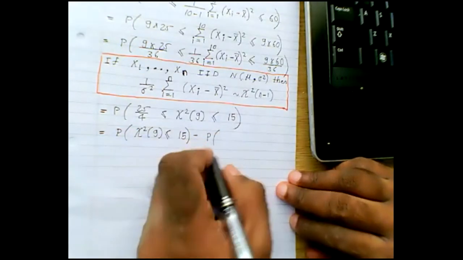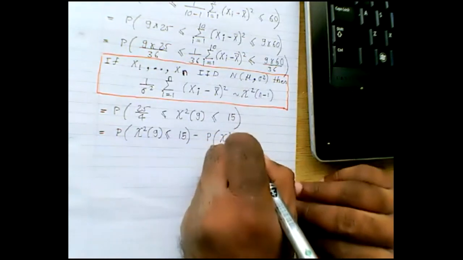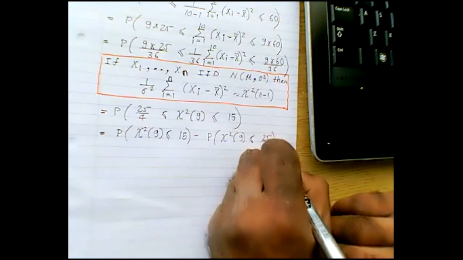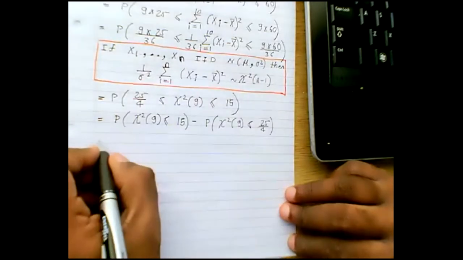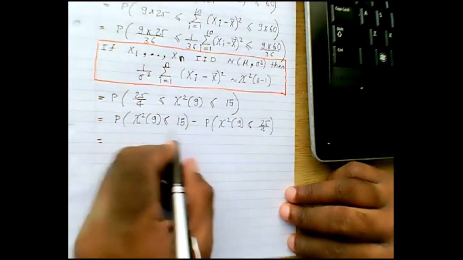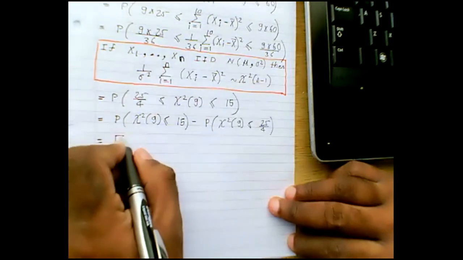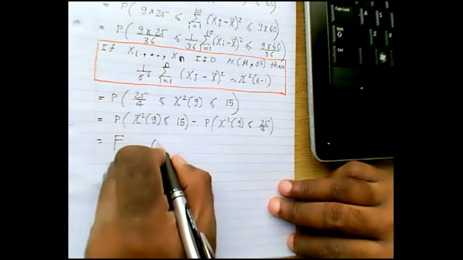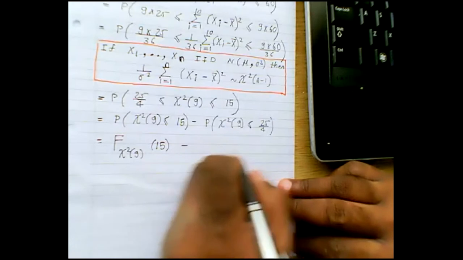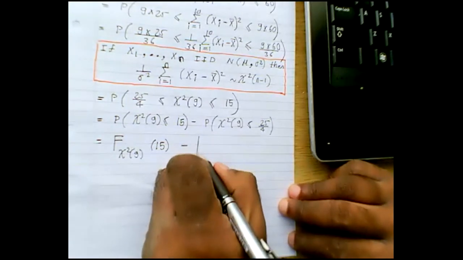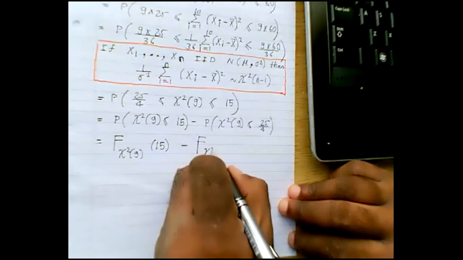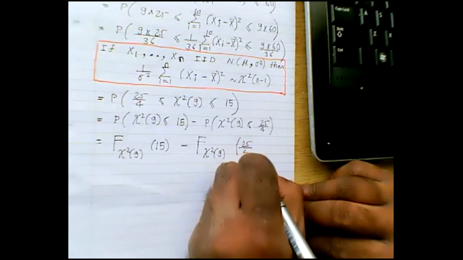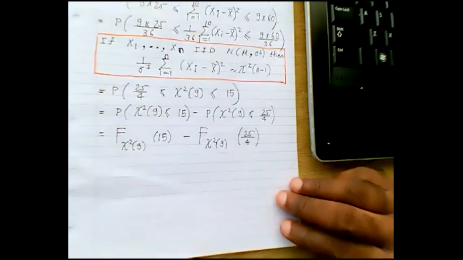Now, you can write this probability as this. Yeah. All right. And this is simply the CDF of a chi-squared variable with 9 degrees of freedom at 15. And this is the CDF of a chi-squared variable at 25 by 4, right?